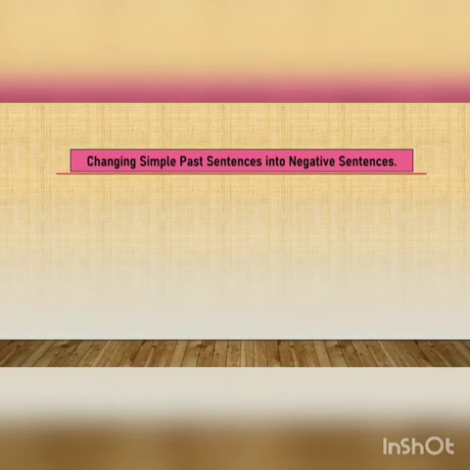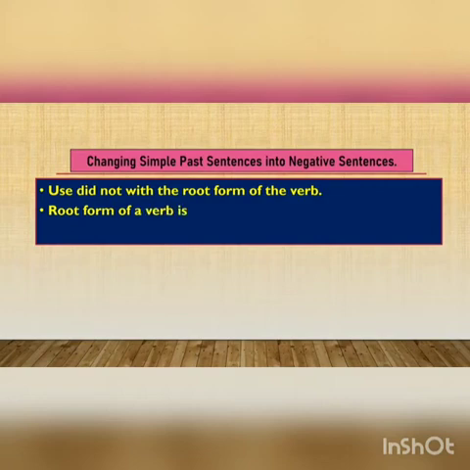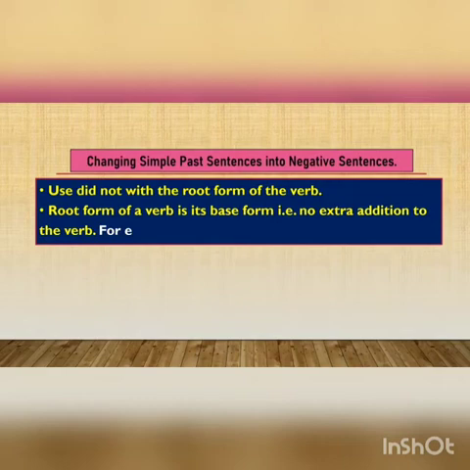Let us now learn how to change simple past tense sentences into negative sentences. Use did not with the root form of the verb. Just like we were using do not or does not with the root form of the verb in the previous sentences, now we are going to use did not with the root form of the verb. Root form of a verb is its base form, that is, no extra addition to the verb. For example, played will become play.